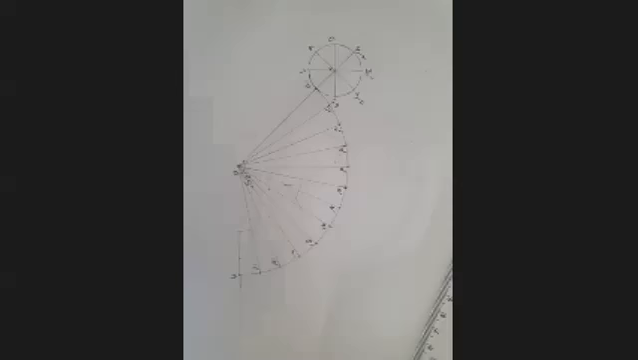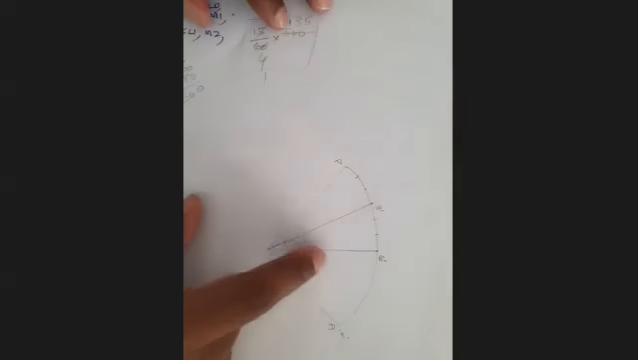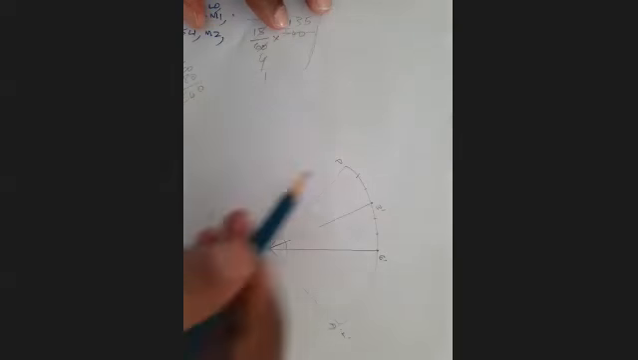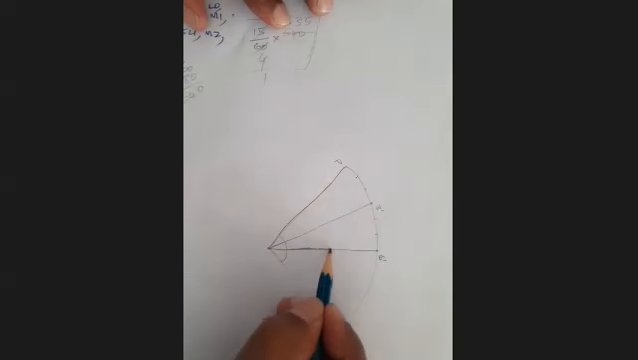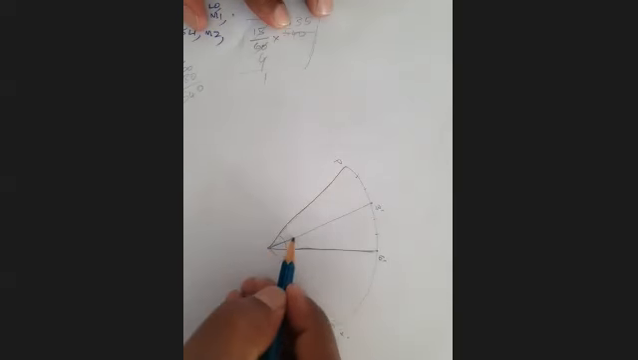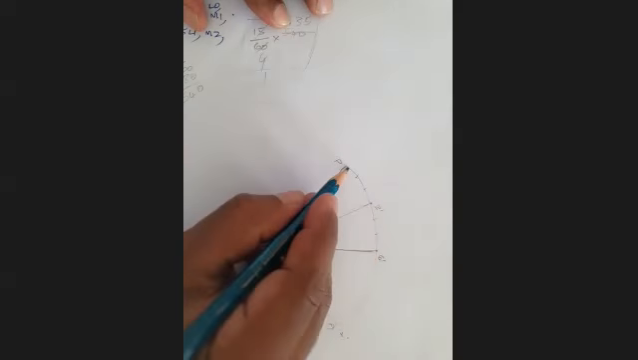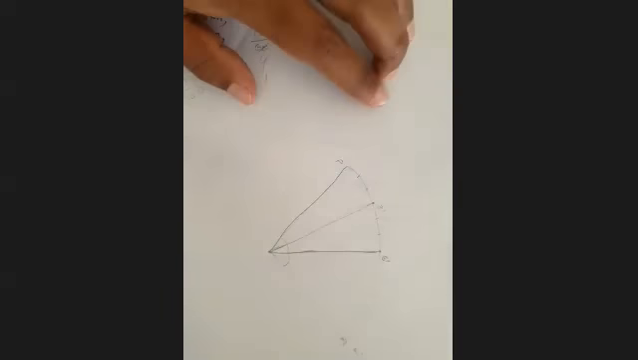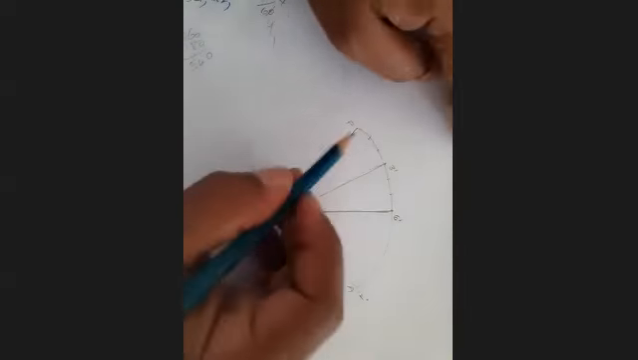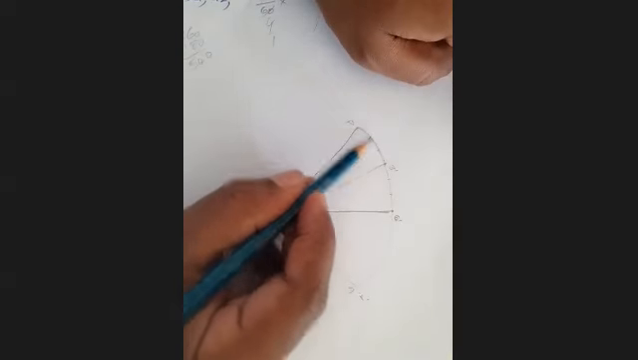Sir, please explain 3 dash and 6 dash again. In this, you bisect this angle. You bisect this angle again. Then you will get this bisecting line. Wherever it cuts this arc, that will be 3 dash. So now we want this space to be divided into 3 parts, right? Take any radius with this compass.